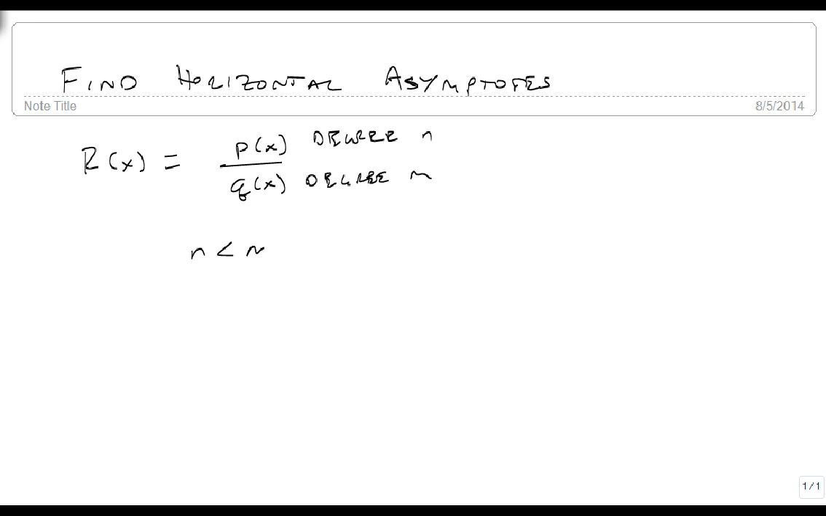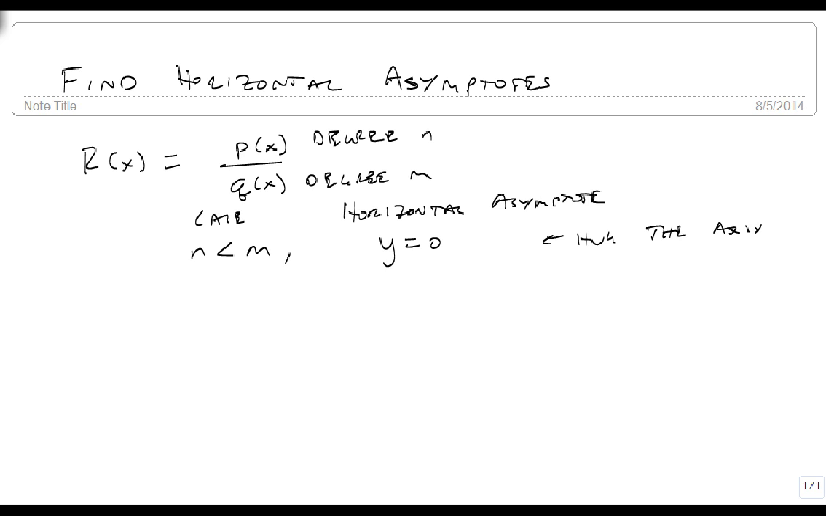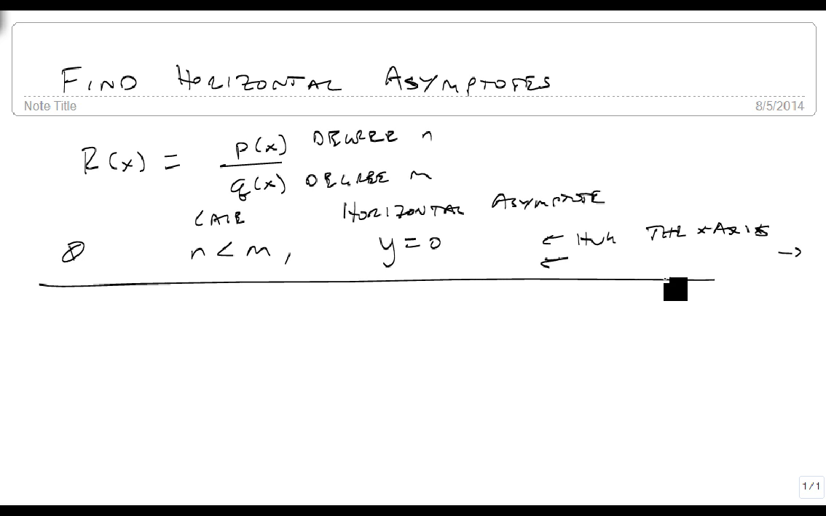If n is less than m, that is, if there's fewer x's on top than there are on bottom, then the horizontal asymptote, so this is the condition, and this is the horizontal asymptote, is defined as the line y equals 0, meaning it's going to hug the x-axis on its way to positive infinity and negative infinity. So that's case 1. Case 2 is that n equals m.